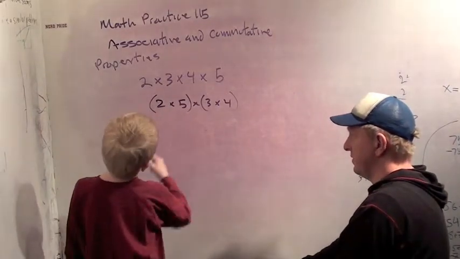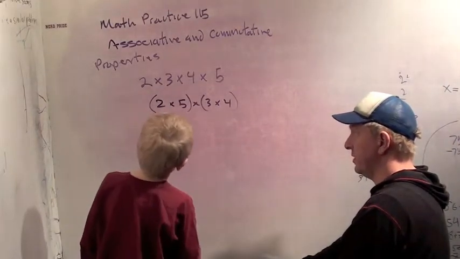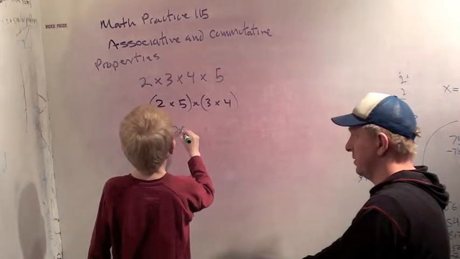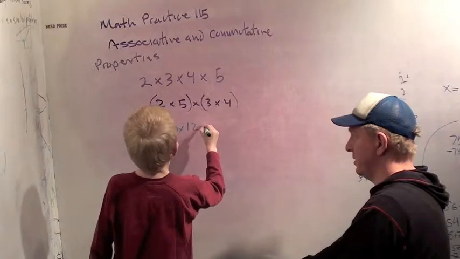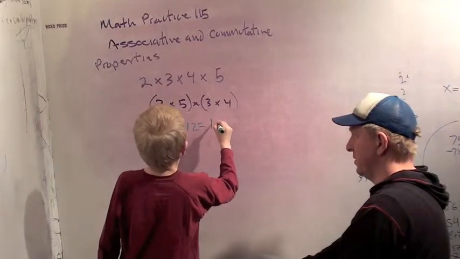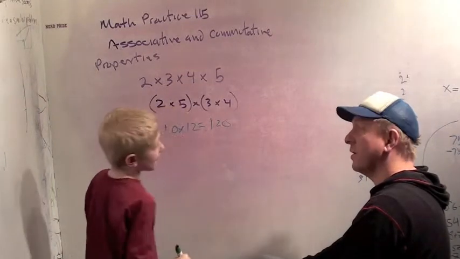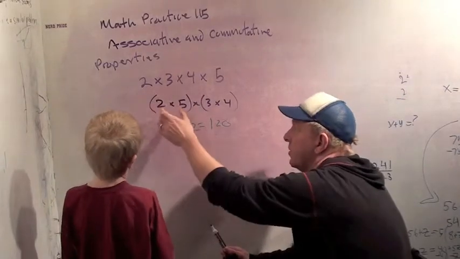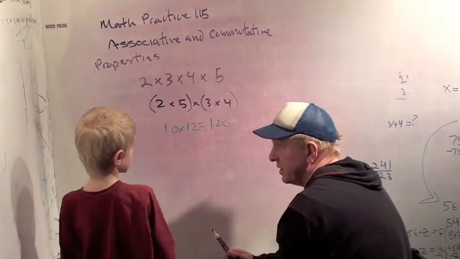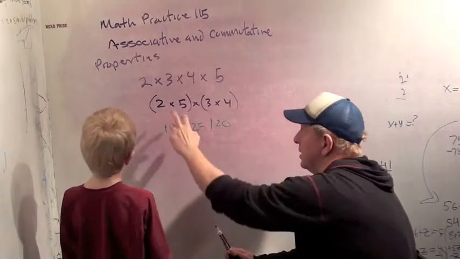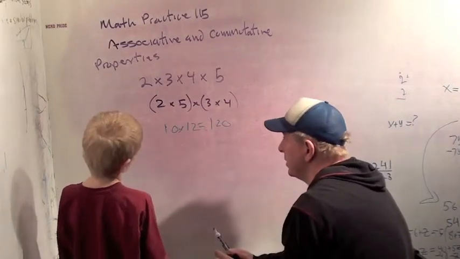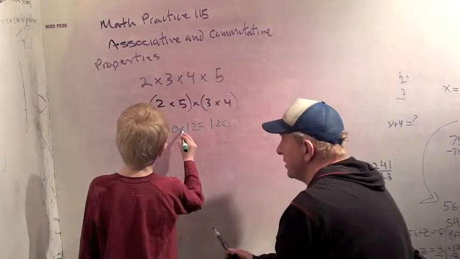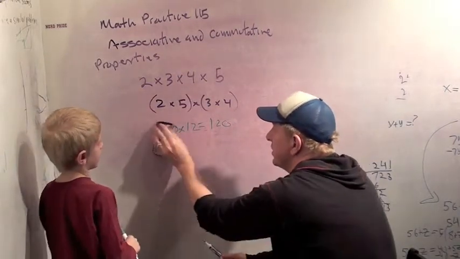Now what do we get from here? Well, 2 times 5 is 10. Okay, so why don't you write that? Times 3 times 4, which is 12. 10 times 12 is 120. Very good. So we use the commutative property to group the 2 and the 5 because that's really easy. And then 3 times 4 is 12, and now we're just left with 10 times 12, which is 120. Okay, now let's do another one.